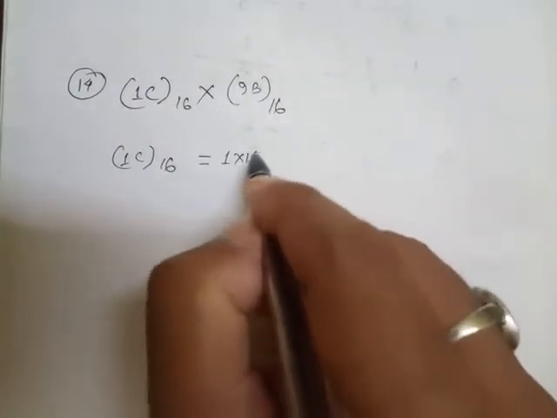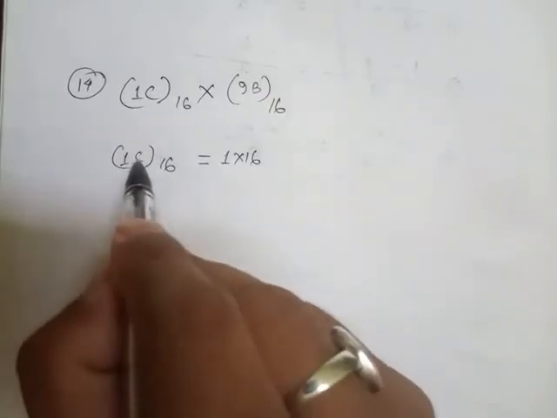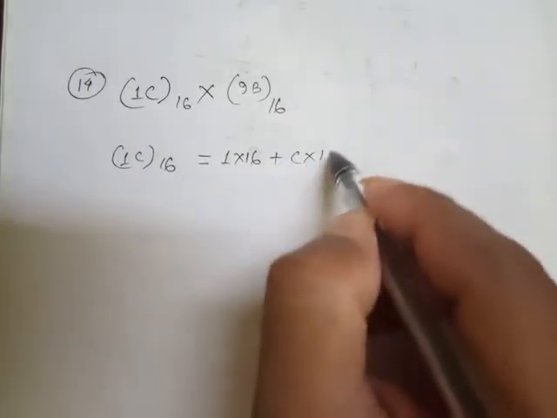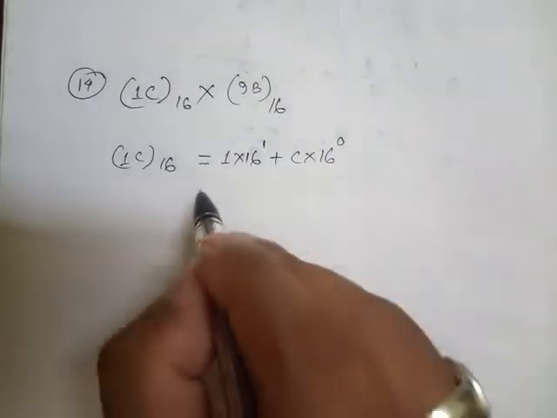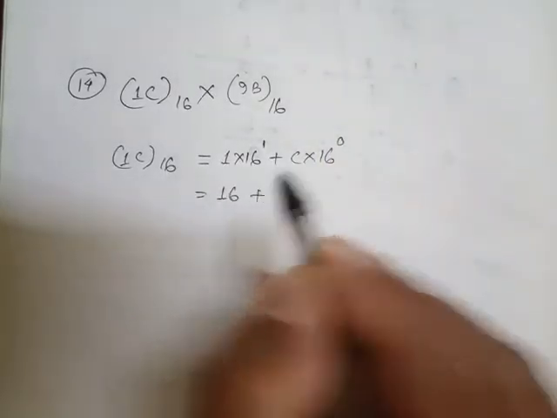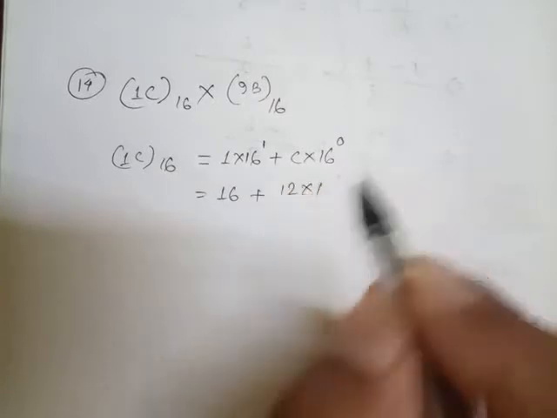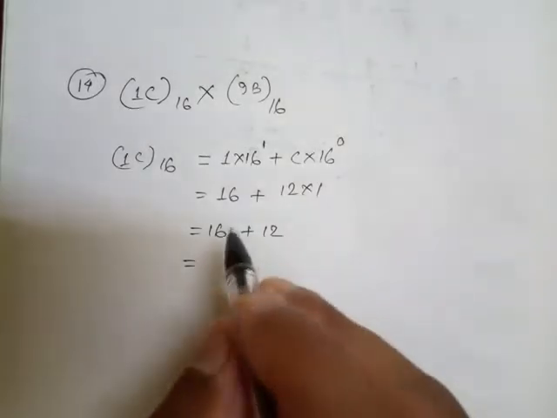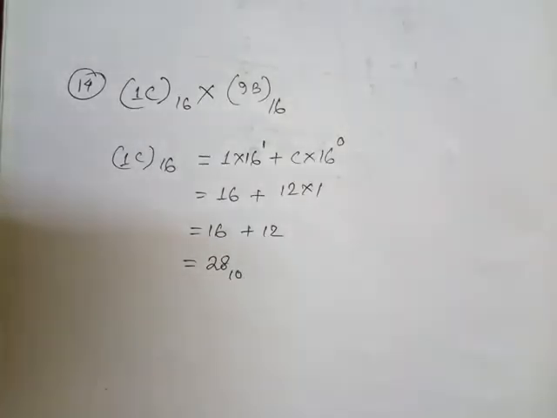1 into 16 to the power 1, since after 1 there is only one digit, that's why 16 only, and C into 16 to the power 0, there is 1. The value of C in hexadecimal is 12, so 16 plus 12, the answer is 28 base 10, which means in decimal.